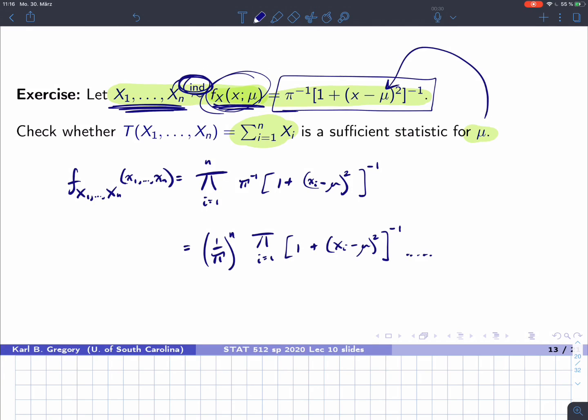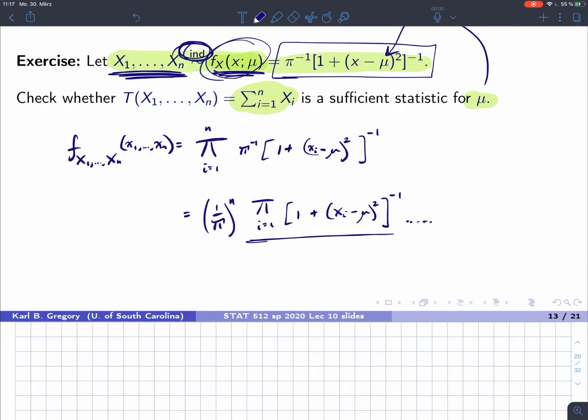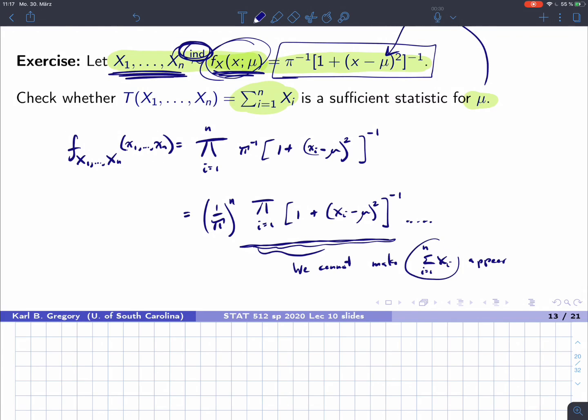And I'm kind of stuck. So taking the product of this thing, there's no nice way to simplify it. So we cannot make the sum of the xi's appear anywhere. Okay, so I'm not going to be able to write this as a function of the sufficient statistic and of the parameter. So basically I can't make the sum of the xi's appear, and so I'm not going to be able to find such a factorization that is needed for the factorization theorem.